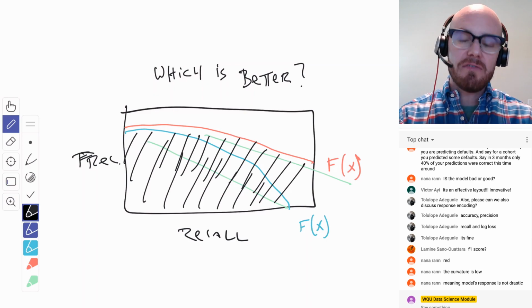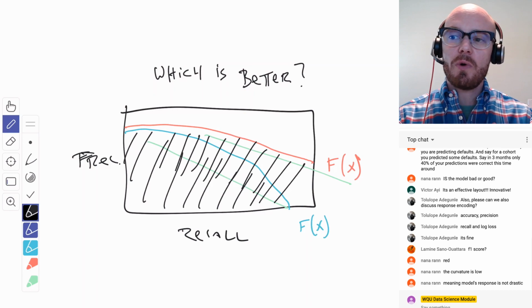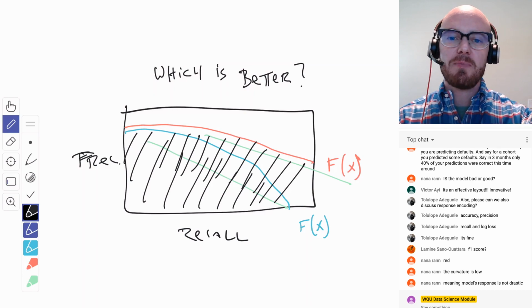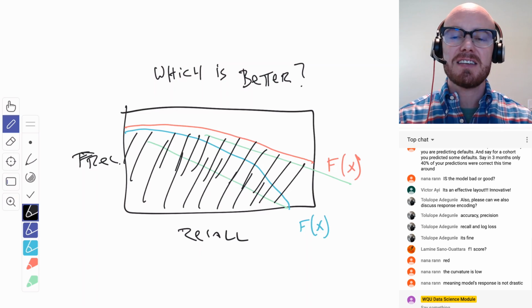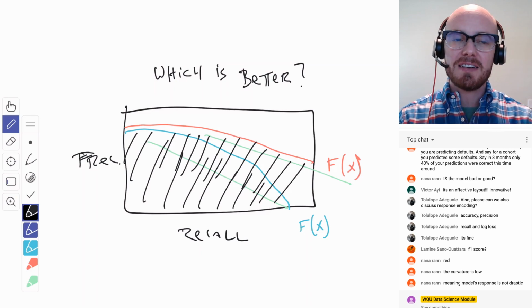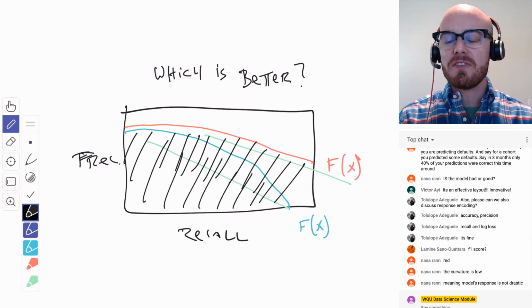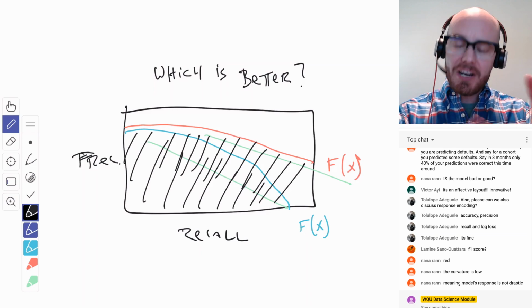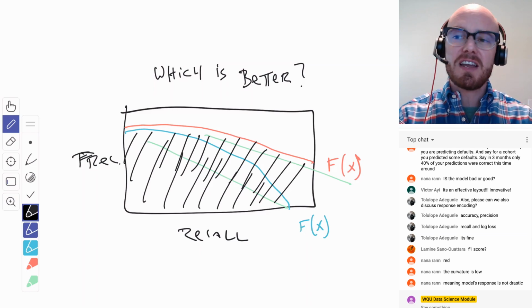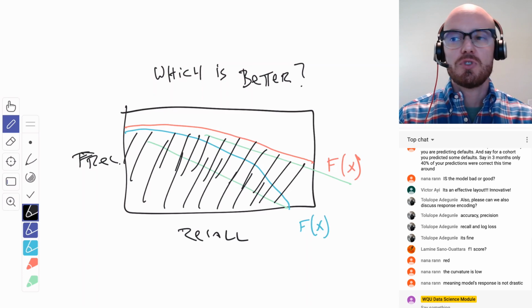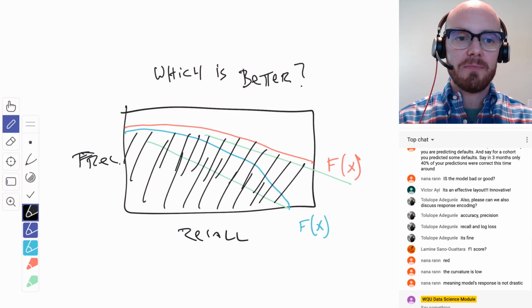However, if the bank says, what we really don't want to do is falsely predict that people are going to default, that is to say they're going to default when they're not defaulting, and we don't care if there are a few people who are actually going to default and we miss them, that's not important, so I might raise precision to the detriment of recall.